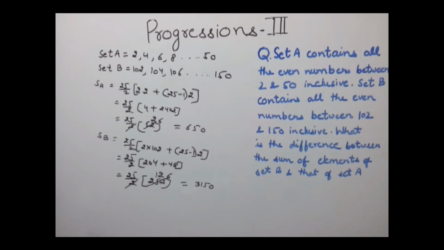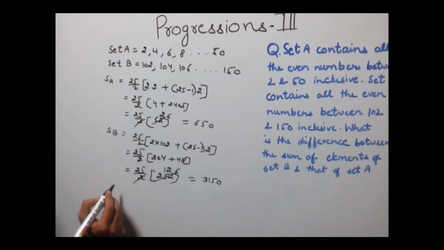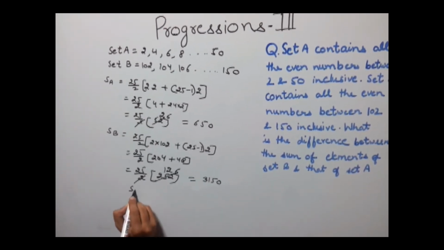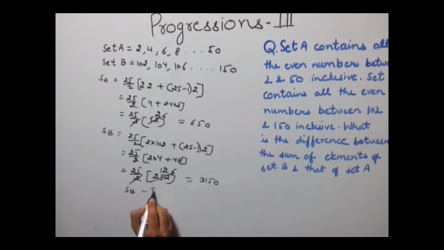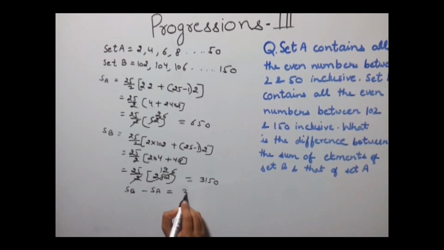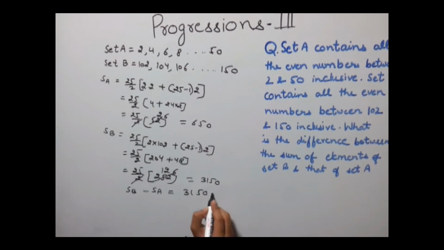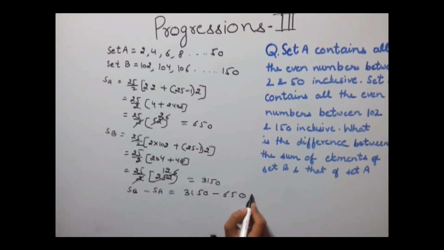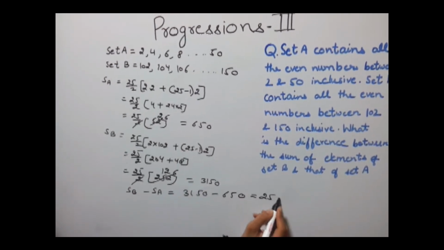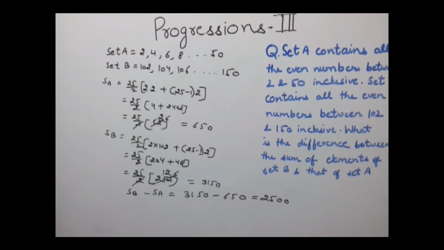Now we need to find the difference between set B and set A. So the difference would be the sum of set B minus the sum of set A, which is 3150 minus 650, equal to 2500 as the answer.